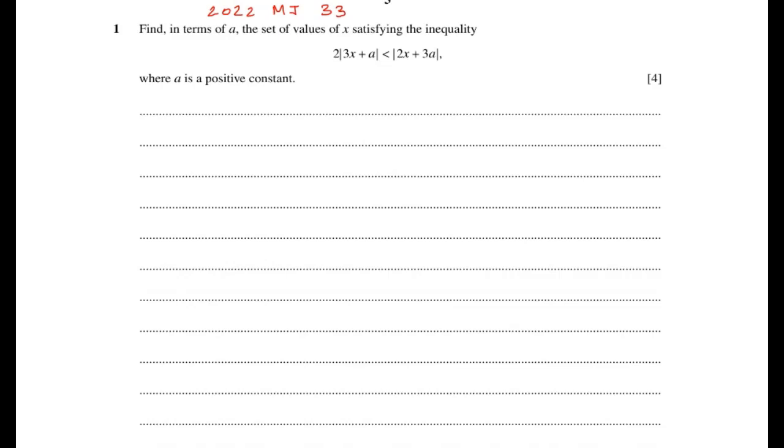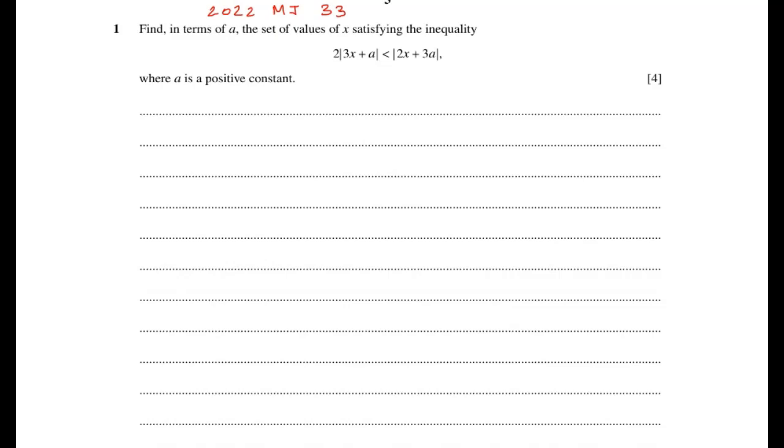So it says, find in terms of a the set of values of x satisfying the inequality 2 modulus 3x plus a less than modulus 2x plus 3a. Okay, so there's a modulus on both sides. It should be fairly straightforward, except that there's a constant a. So if we end up with a quadratic, we will have to solve it using the quadratic formula. Can't put it into our calculators.